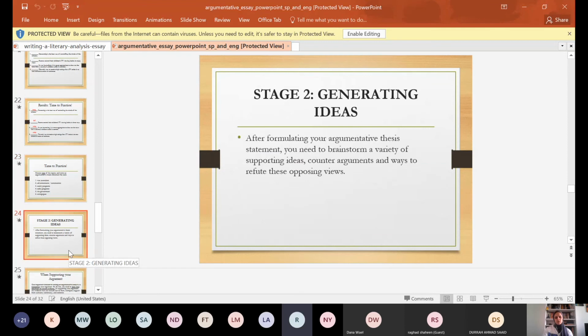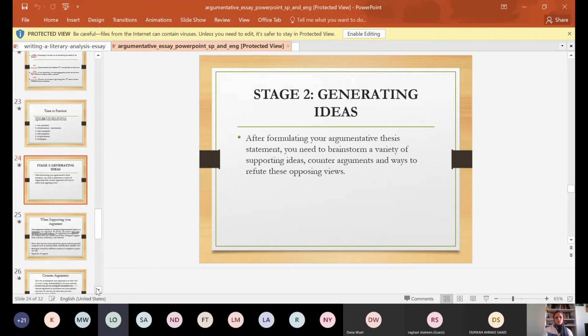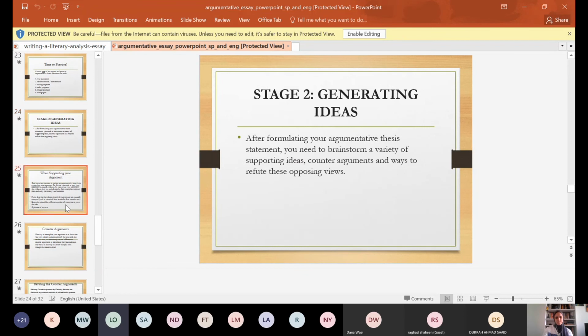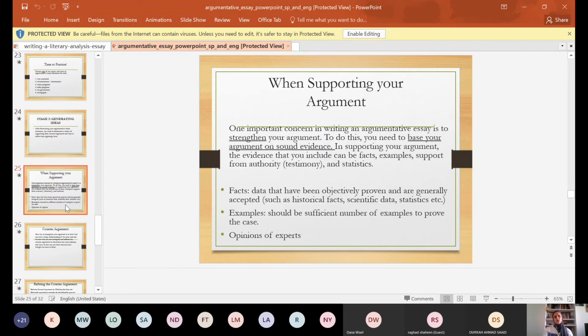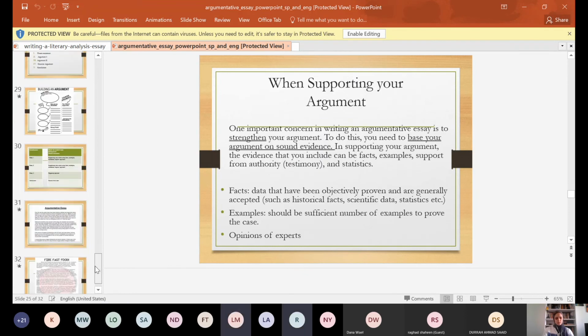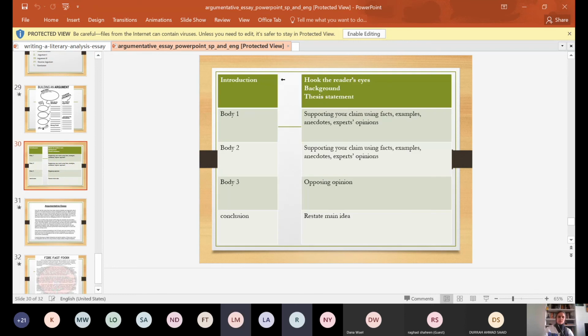Now, girls, generating ideas to focus. Okay, girls, look here. As we said, did you see this with the green part? Okay, this is the outline of my argumentative essay. I start with the introduction. We discussed the introduction. What do we write in the introduction?